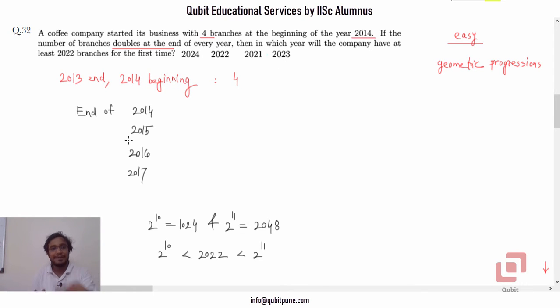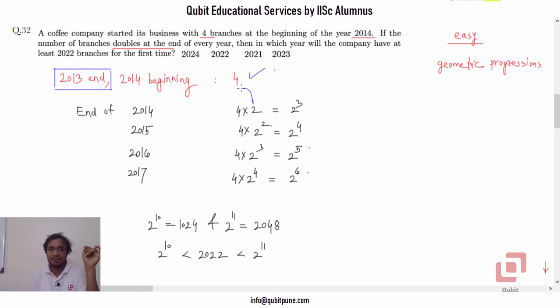perform the calculations. Okay, so what I have said is, because the problem tells us that the company is doubling at the end of every year, we can say that suppose the company had 4 branches at the end of the year 2013, which is as good as the beginning of the year 2014. Now in the year 2014, although the company began its operation in that particular year, at the end it is going to double. So when 2014 ended, the company basically had twice as many branches as it had in that particular year initially. So that makes it 8.